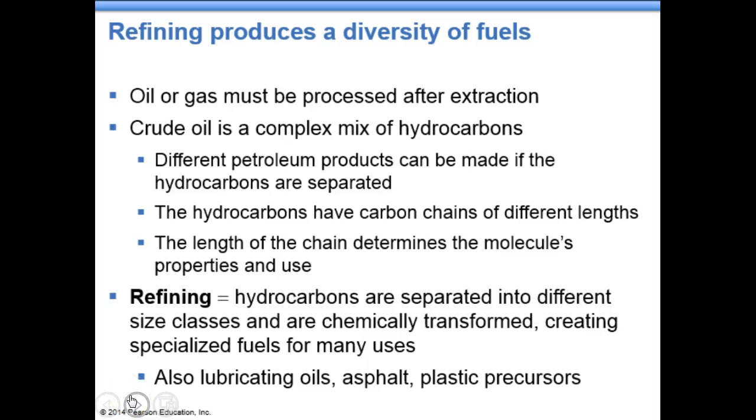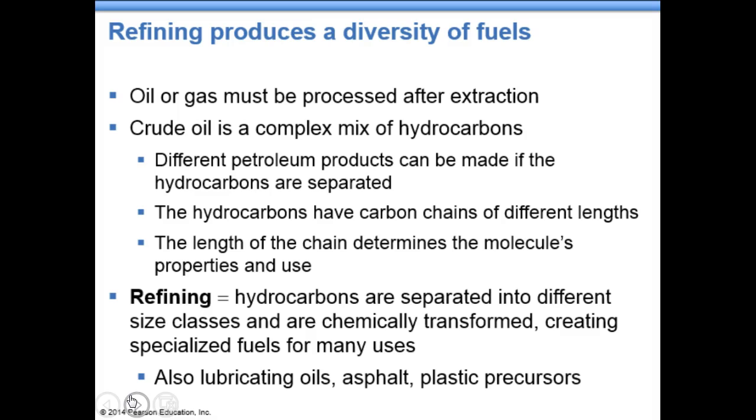In this screencast we're going to look at how these fossil fuels are refined. We're going to consider the diversity of uses of the fossil fuels, and we are going to take a look at what it means if we deplete our fuel reserves. So let's start with the refining part of this.